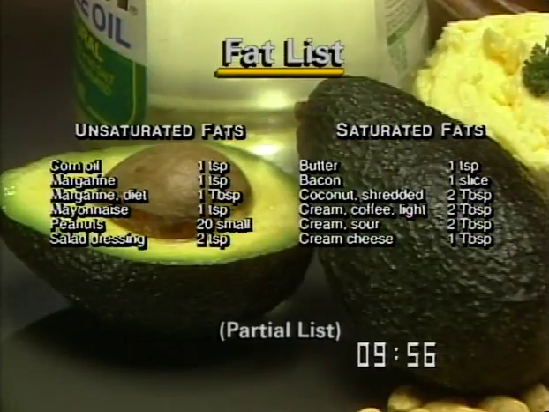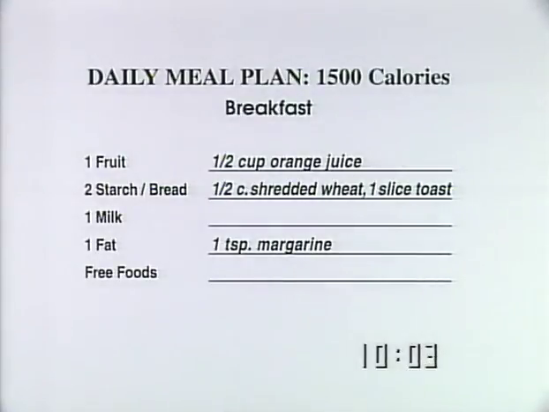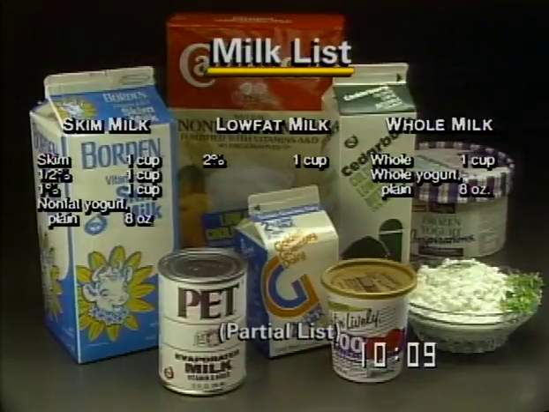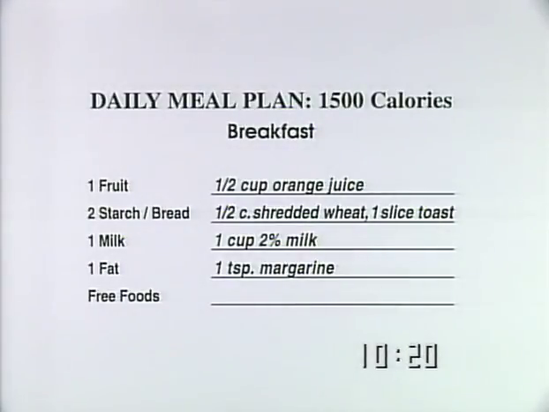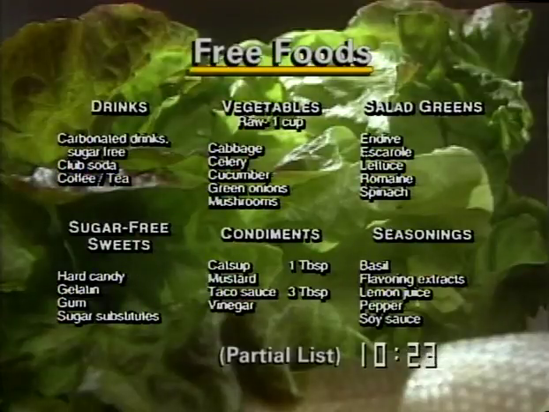The fat exchange list includes both saturated and unsaturated fats. Let's stick to the healthier side and select 1 teaspoon of margarine for the toast. What's left? 1 milk exchange. The milk exchange list is divided into 3 parts based on the amount of fat and calories. But in the amounts listed, each food counts as 1 exchange. We'll add 1 cup of 2% milk to the meal plan. And we can add a cup of black coffee because it's a free food.